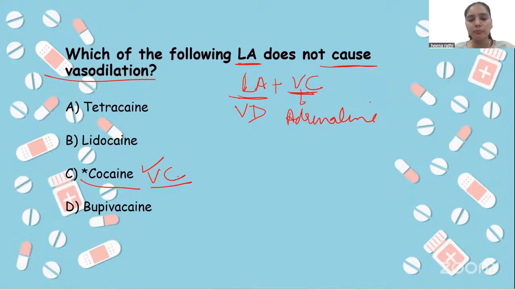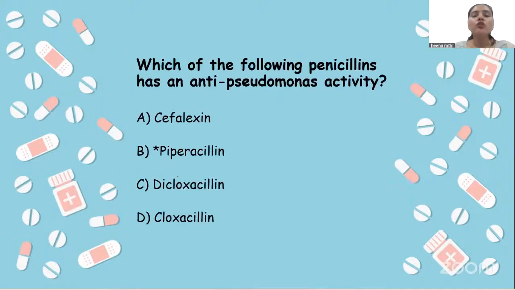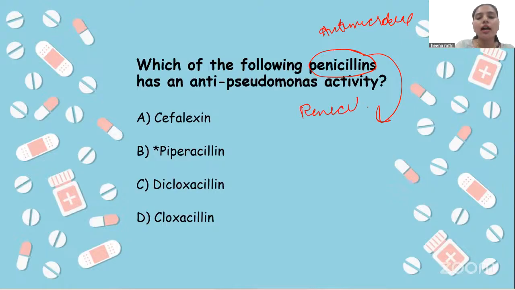local anesthetic purposes. Which of the following penicillins has anti-pseudomonas activity? Penicillin is an antimicrobial drug. Penicillin acts in the body through the beta-lactam ring, and some bacteria produce penicillinase. Because of that, the penicillin's effect is not there in that person. So to overcome the situation, we usually add a beta-lactamase inhibitor to it.